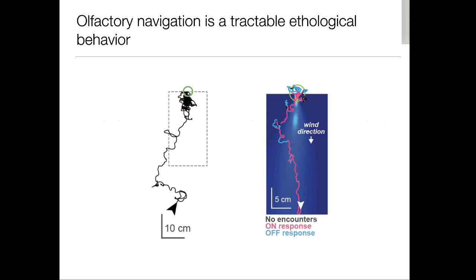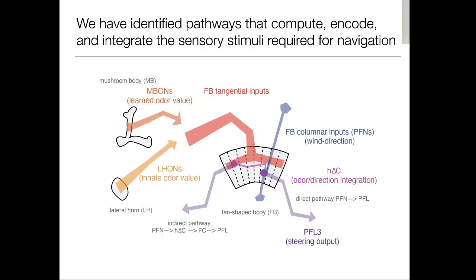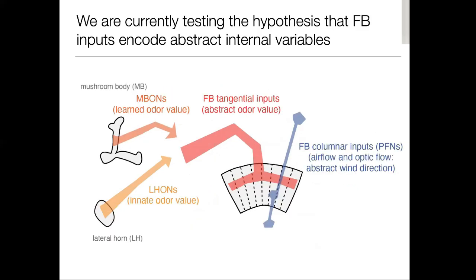I've shown you that we've identified sensory pathways that compute, encode, and integrate the two sensory stimuli that we believe are required for olfactory navigation, that is the identity of the odor, as well as the direction of the wind. And we're currently testing the hypothesis that these inputs to the fan-shaped body encode rather abstract internal variables, such as the odor value or the wind direction, in a manner that's somewhat removed from the actual peripheral sensations that the fly receives, and that would allow for certain generalization.